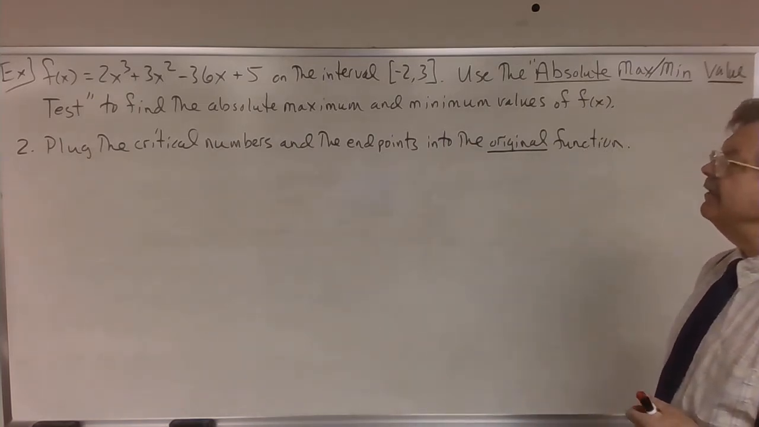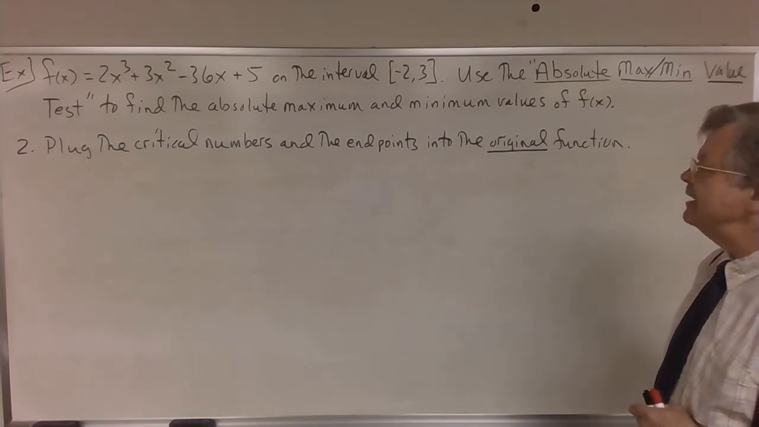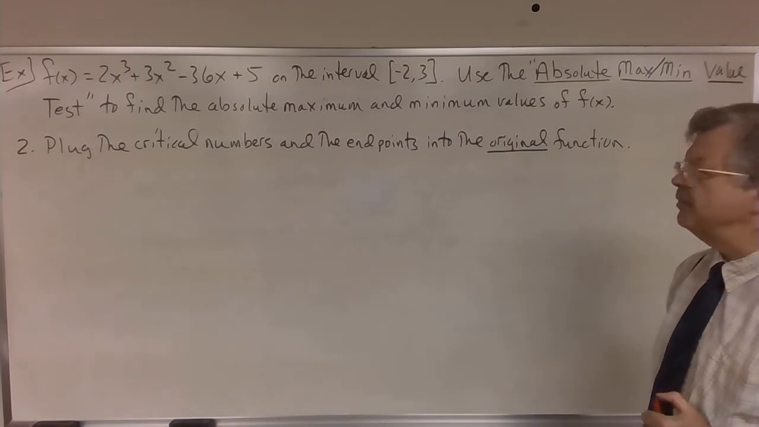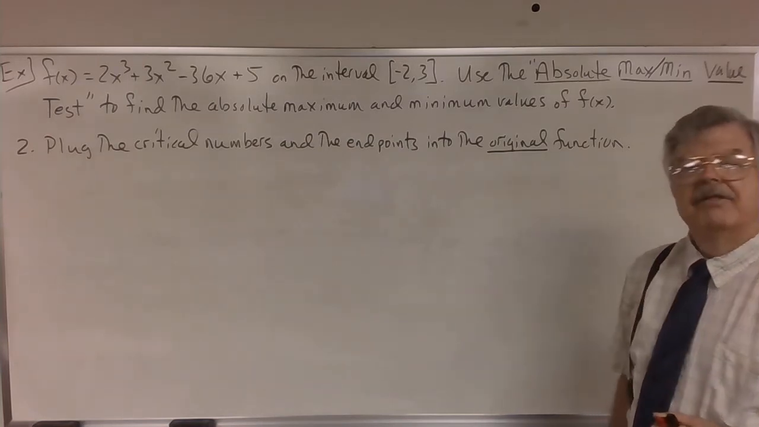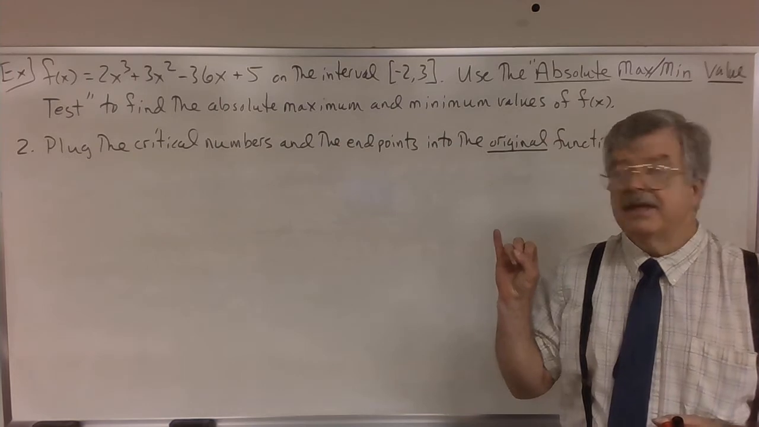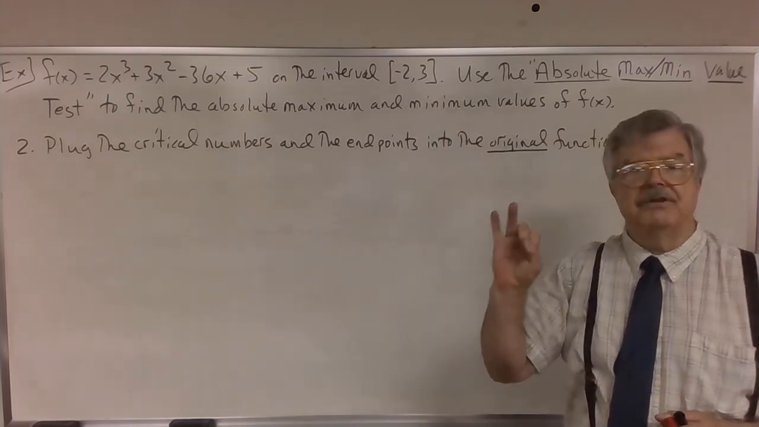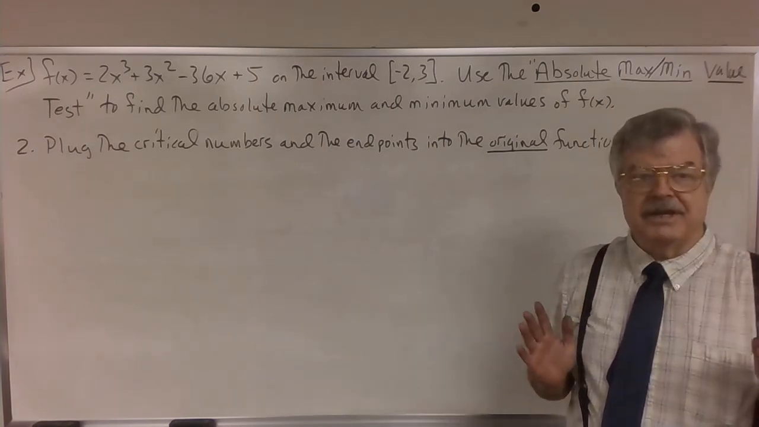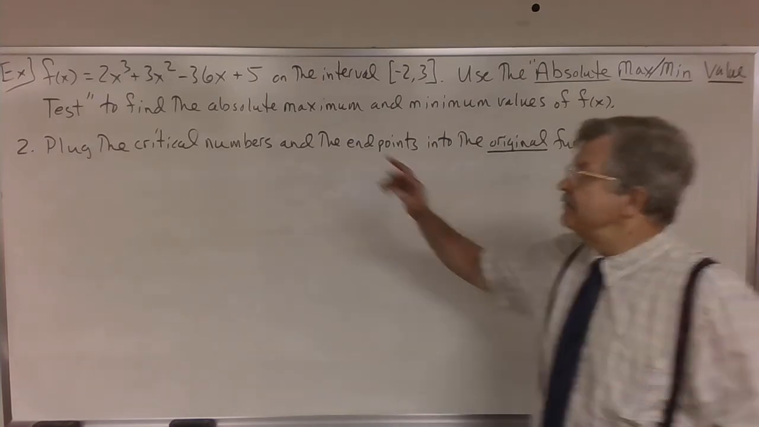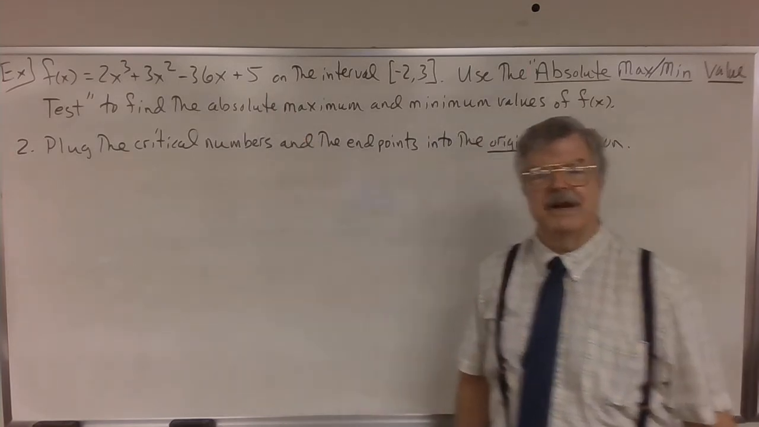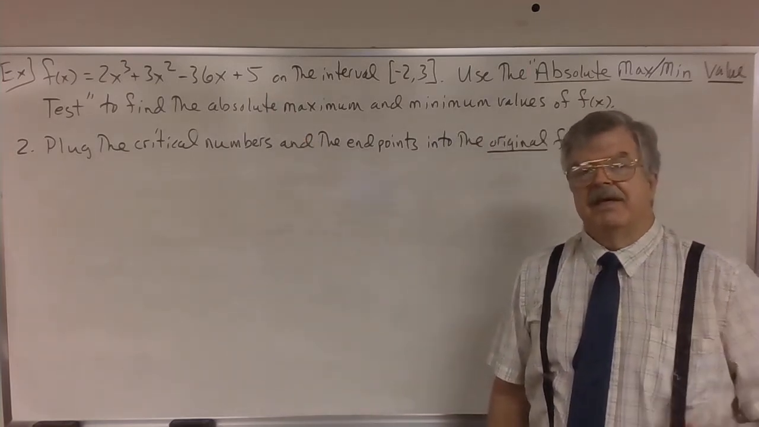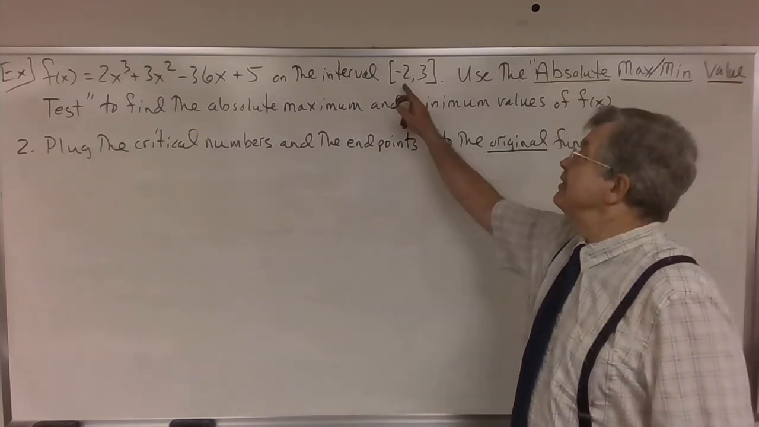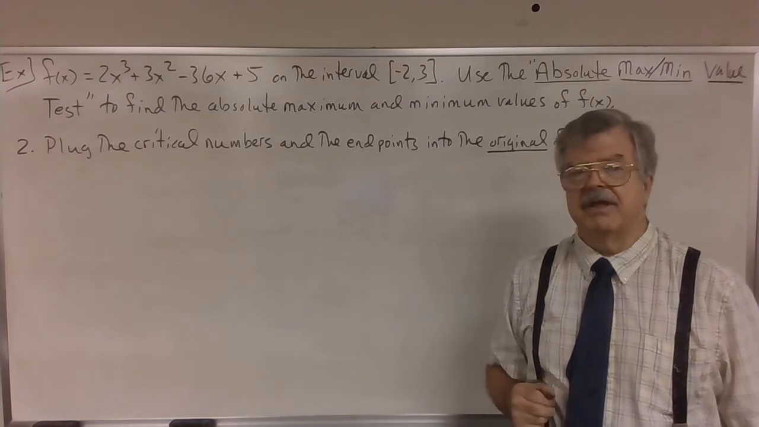We're going to take the critical numbers and the endpoints, and plug them into the original function, and here's why. The function's continuous. It's restricted to a closed interval of finite length. Under those conditions, we're guaranteed that our function has an absolute maximum value and an absolute minimum value. And there are only two places where this can happen, either at the endpoints or at the critical numbers.